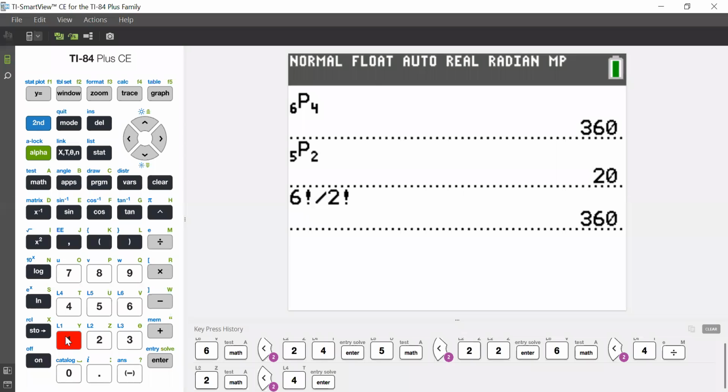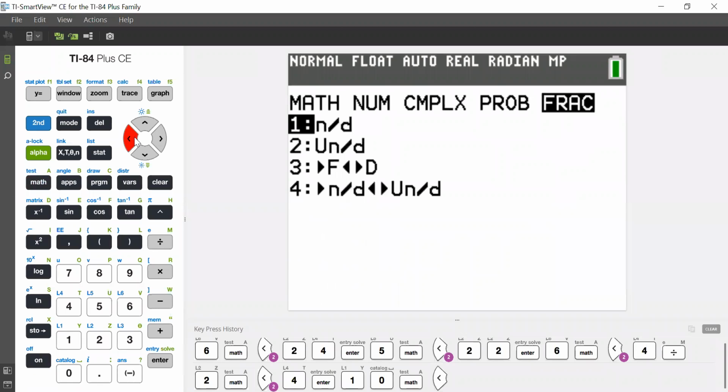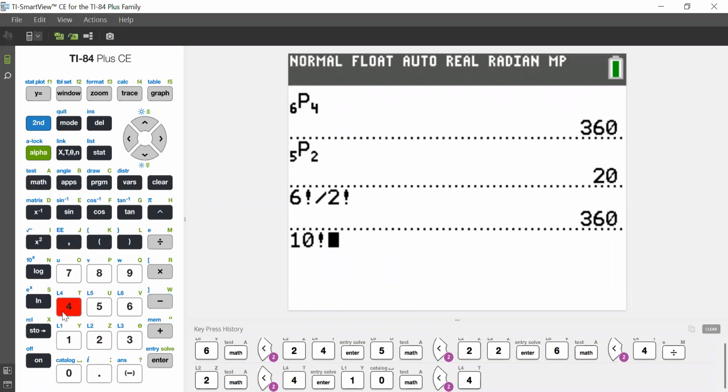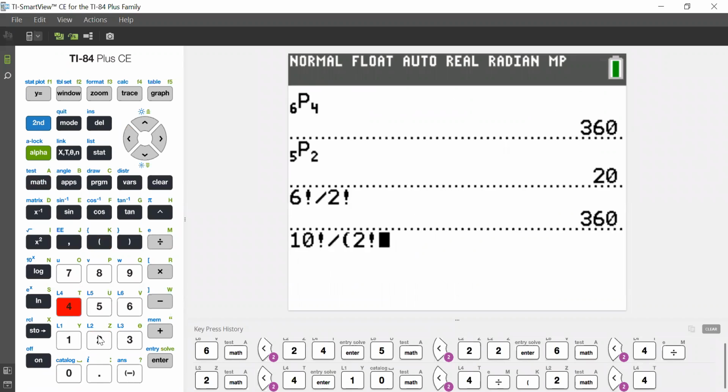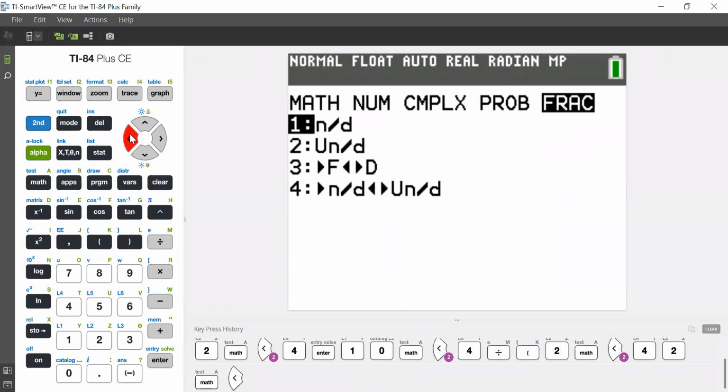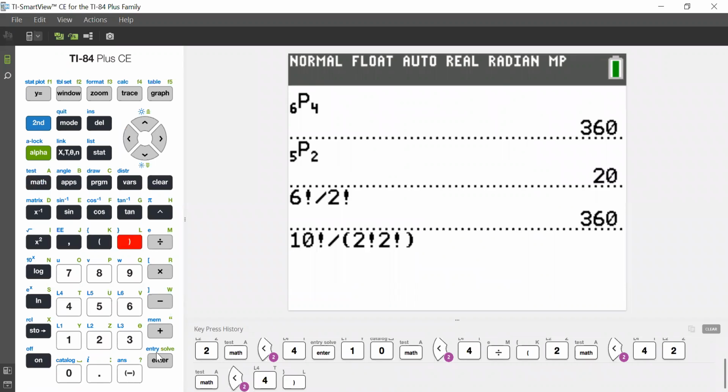What you can do, you can go to your calculator. You could type 10 factorial divided by, anytime you divide by more than one thing, you need to start the denominator with a parenthesis. 2 factorial times 2 factorial. That looks exactly like what you have on your paper. 907,200 distinguishable permutations. Why are they called distinguishable?